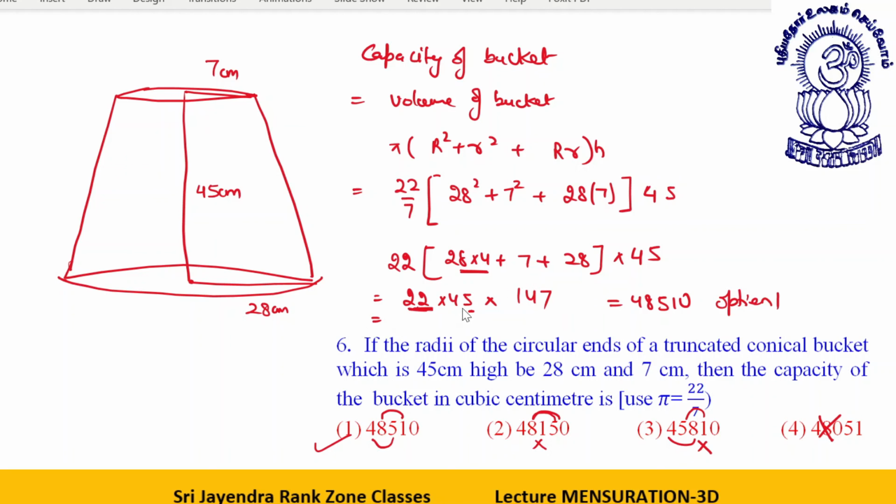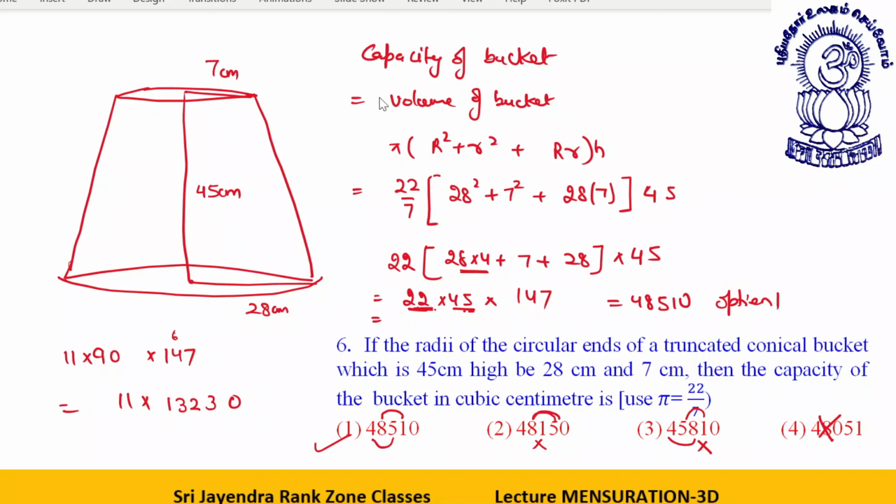Still, if you want 20 into 45, 900. 2 into 45, 990. Into 147. Okay, clear. Or I could have also written it like this. 2 into 45, 90 into 11. 11 into 90. This will give me a 0. 9 into 7, 63. 6 carry. 9 into 14, 126 plus 6 carry 132 into 11. How do you multiply?